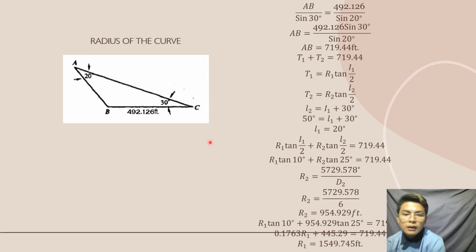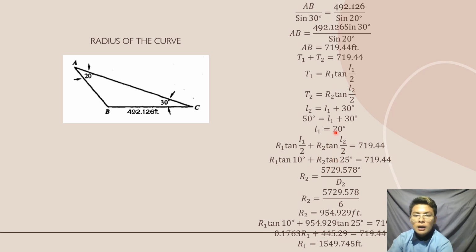First, we must get the radius of the curve by using all these formulas. In computations, AB divided by sine 30 is equal to 490.126 divided by sine 20. Use cross method. Our AB is equal to 719.44 feet. Next is we will get our central angle. So I2 is equal to I1 plus 30. So 30 plus 20 is equal to I1 plus 30. So I1 is equal to 20.